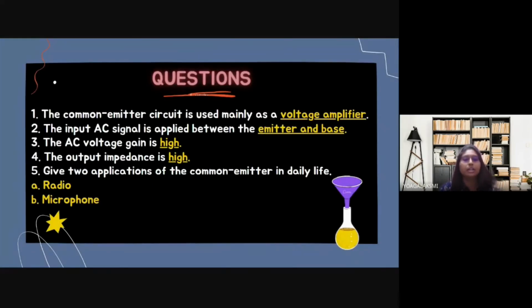For the next part, for the task and questions, we have 5 questions to be answered. For the first question, the common emitter circuit is used mainly as a voltage amplifier. For the second question, the input AC signal is applied between the emitter and base. For the third question, the AC voltage gain is high. For the fourth question, the output impedance is high. For the last question, give 2 applications of the common emitter in daily life. The answer we gave is radio and also microphone. Next, I will pass it to my friend to explain the discussion.